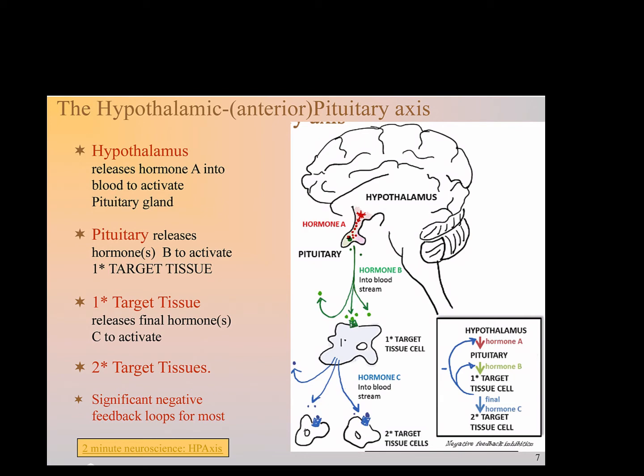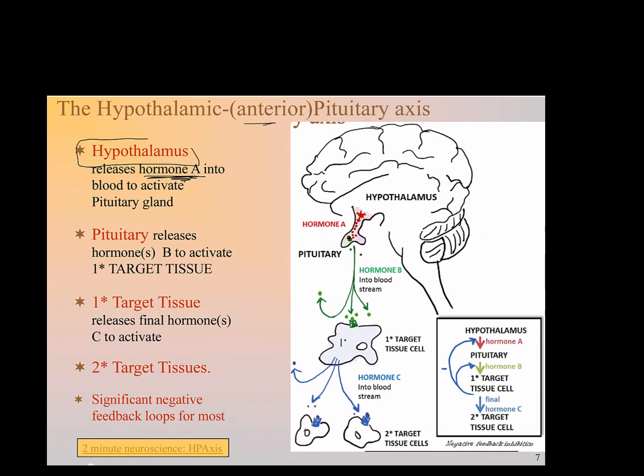And if you just look at them, they may each seem very different, and that might be very daunting to think about memorizing them all separately. But in reality, they're very, very similar. They all have the same setup. So they're all going to start in the hypothalamus. The hypothalamus is going to release a hormone, we're going to call it hormone A, into the blood in the case of the anterior pituitary. In the posterior pituitary, it'll be a little different, and we'll mention that in a moment.